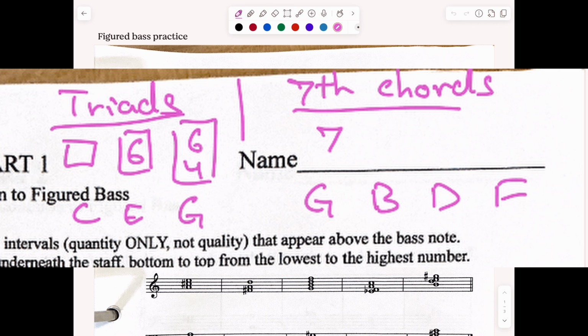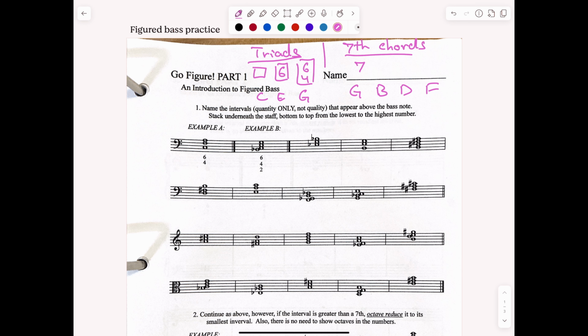For 7th chords, let's take a G7 chord. Let's say we're in the key of C or something. We have G, B, D, and F. Major chord on the bottom, minor third on top. Yes, okay. And if G is in the bass and it's a 7th chord, then 7 is our figured bass.